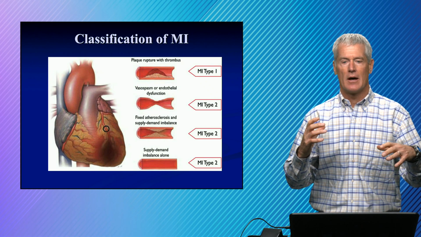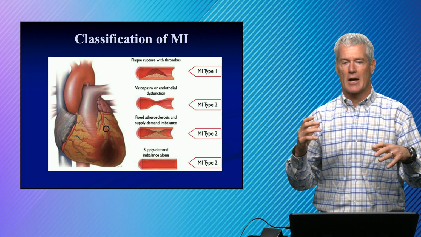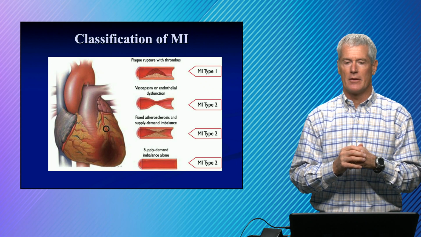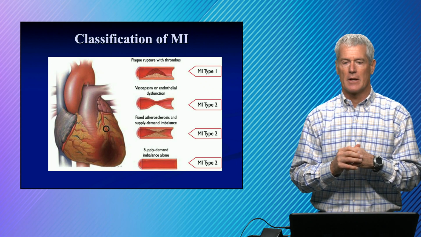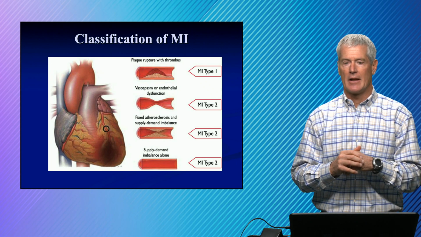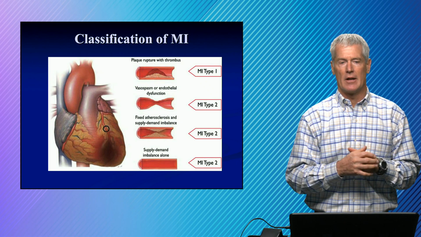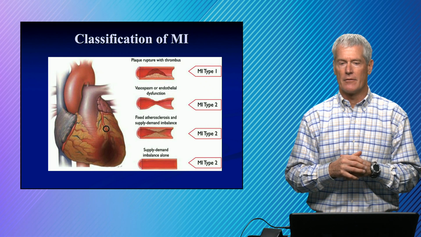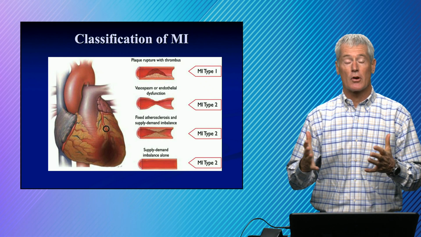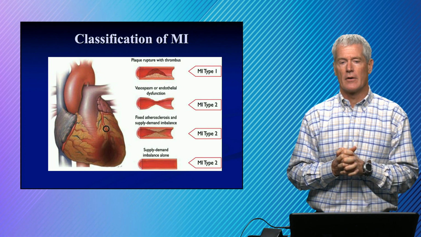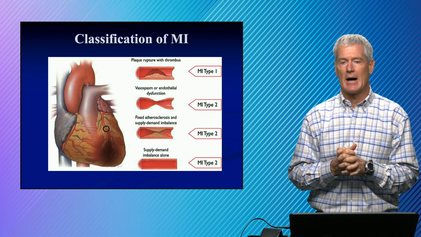So you have atherosclerosis that's clogging up the arteries, so you don't get good blood flow through there. And then finally the supply and demand, where you have an imbalance and not enough supply to meet the demand of the myocardium. So that's a quick definition overview of defining an MI and classification.